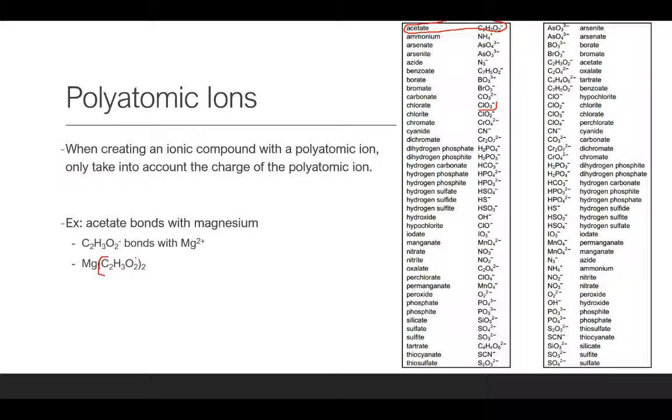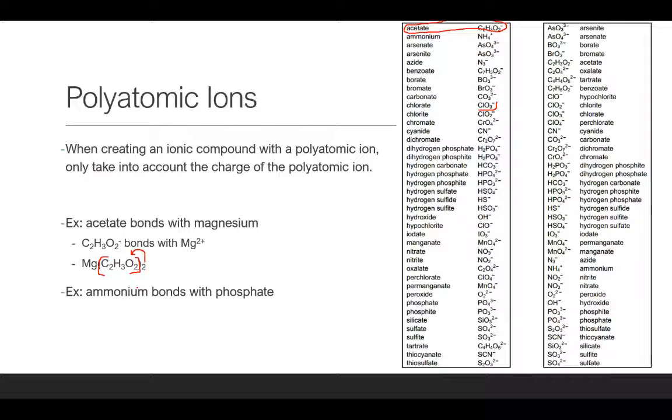Notice we put it in parentheses because we are talking about having 2 of this entire ion, not just 2 more oxygens, not just 2 more hydrogens. We're totally having an entire new acetate. We look at that as one whole unit, and we are only concerned with the charge.